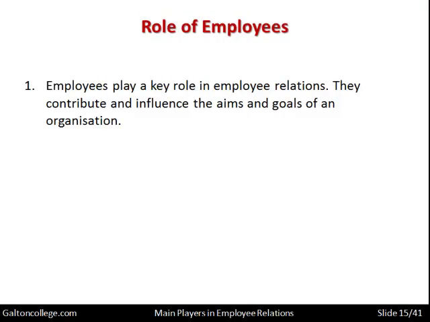Employees play a key role in employee relations. They contribute and influence the aims and goals of the organisation. When the company is drawing up its corporate strategy and its various plans, perhaps functional plans, it must incorporate what is likely to be accepted or not accepted by the employees, and it must find ways to accommodate the requirements of the employees. So it can't operate in a vacuum. So the employees must be factored in to any planning scenario that's designed by management.